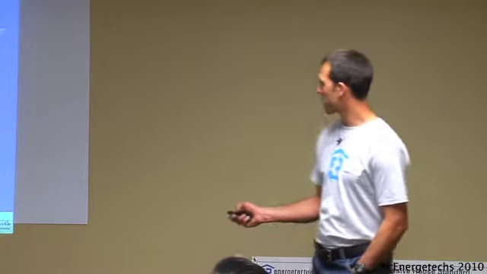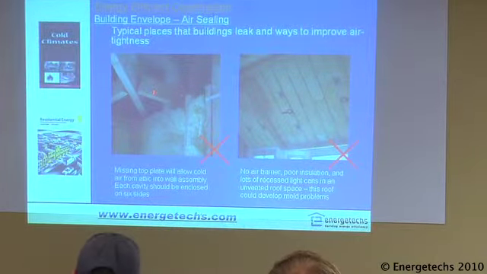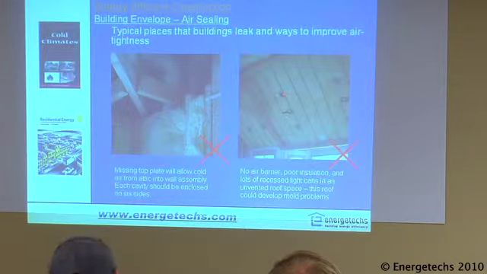Here's a couple good examples of a missing top plate here. You can see that they furred this wall out, fiberglass insulation, but they didn't put any top plate in there. So air is just going to drop right here, come right from the attic and leak right down that wall.